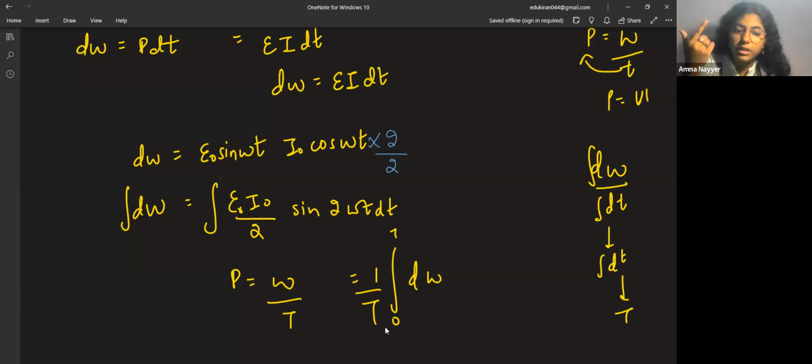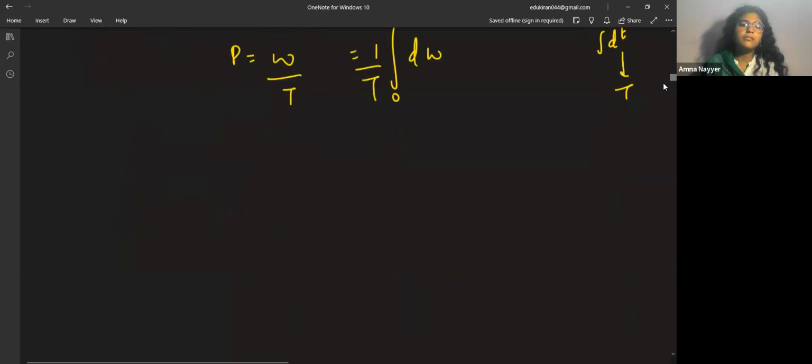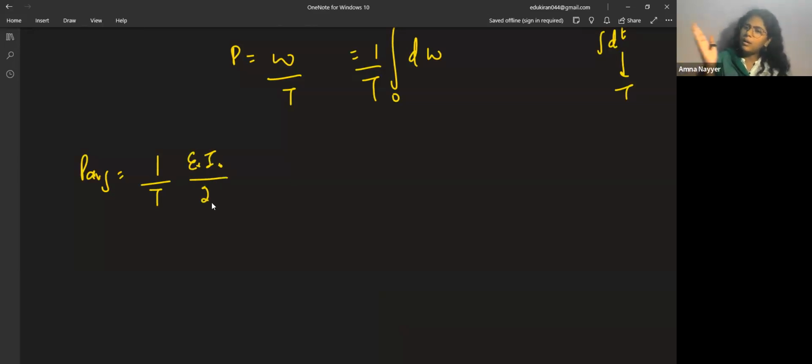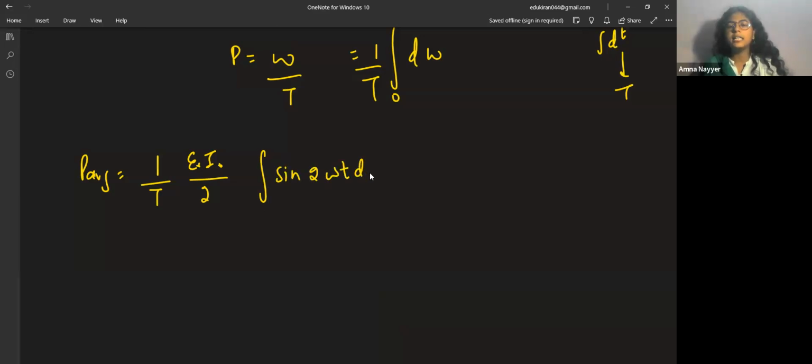Now, whatever calculations we'll be performing will give you the values of work done and power. Earlier we were calculating work done. Now, let's put in the values. 1 by t is there, so average power will become 1 by t. E naught I naught by 2 is also constant, so I'm keeping that aside, because the rest of the integration we have to perform. Integrating sine 2 omega t dt from 0 to T. So this becomes E naught I naught divided by 2t.